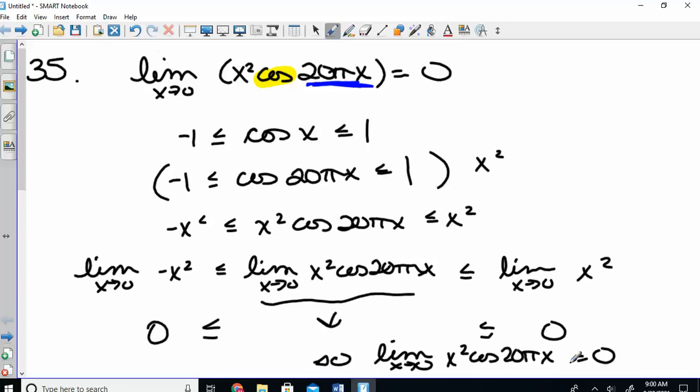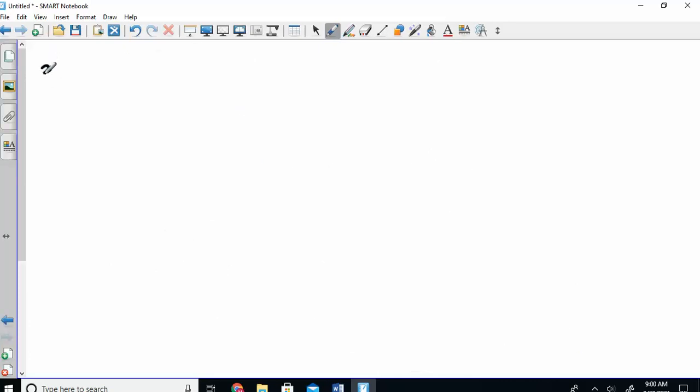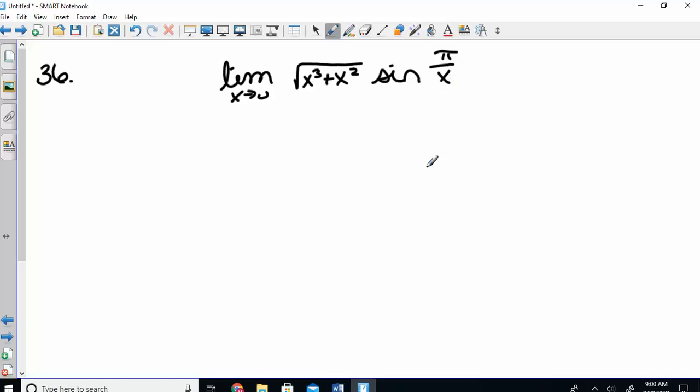So let's do another one like this. You're going to have one on your quiz tomorrow, so we want to make sure we know what we're doing on this. I gave you 36. So this time it was the limit as x approaches 0 of the square root of x cubed plus x squared, times sine of pi over x. So this is kind of like our quiz review right here.